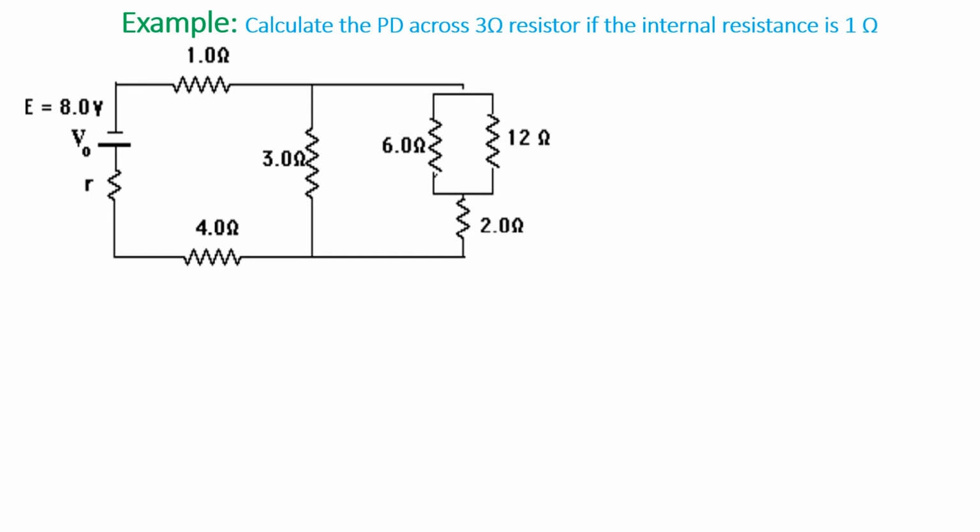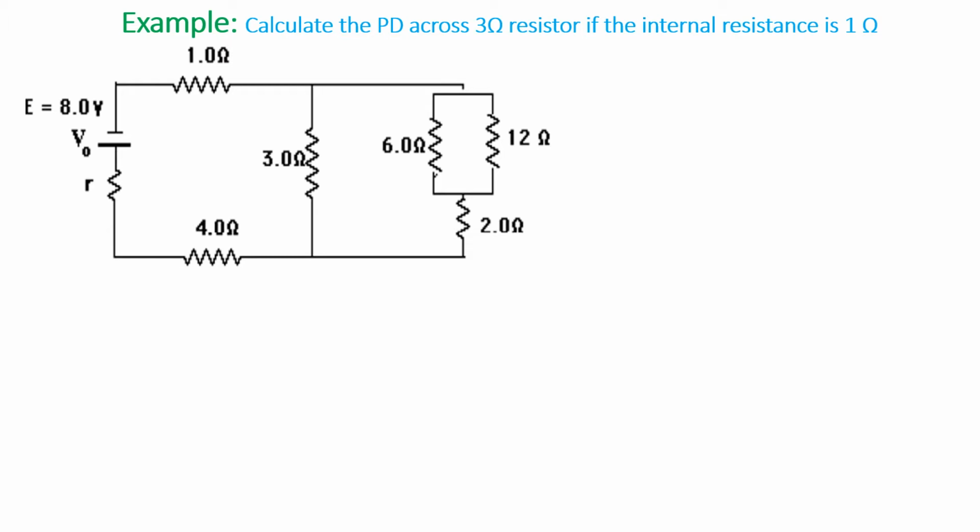Welcome to this lesson. The topic is electricity, and this is another example following the previous lessons where we did calculations involving series and parallel connection of resistors. Here we are going to do almost the same thing. The question reads: calculate the PD across the 3 ohm resistor if the internal resistance is 1 ohm.